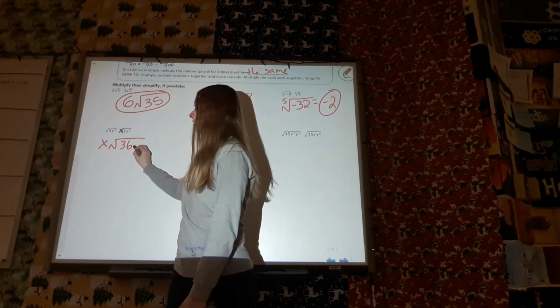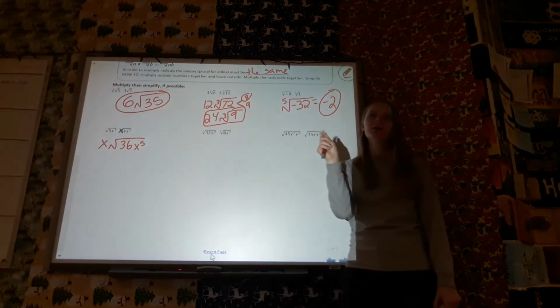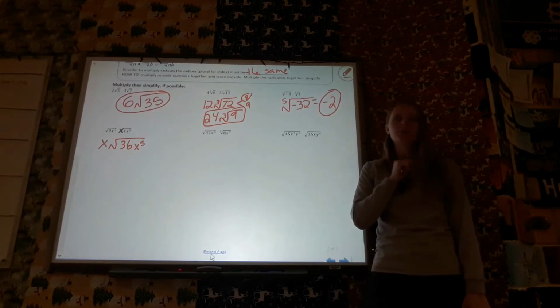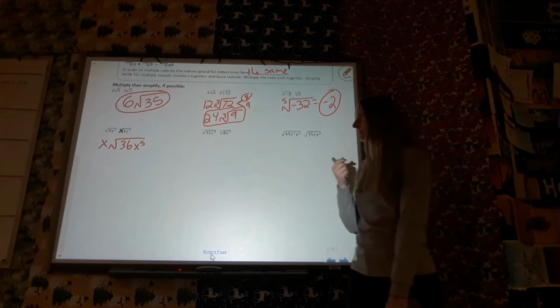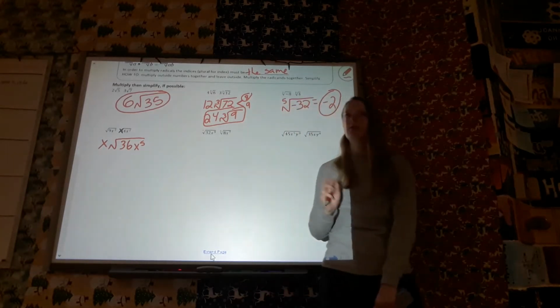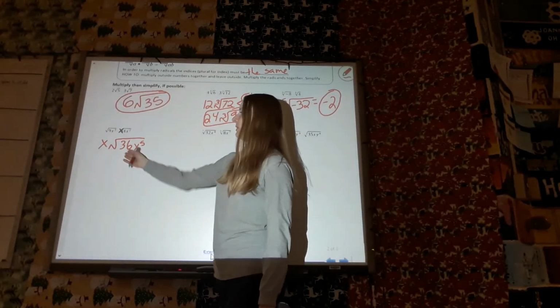36 X to the fifth power. Hopefully you guys remember that when you multiply the same variables together, the exponents add. If I remember that right. Alright, so that's just the multiplication part. Now once I have it as one radical, I need to simplify. So because this is a square root, what do I know about 36?